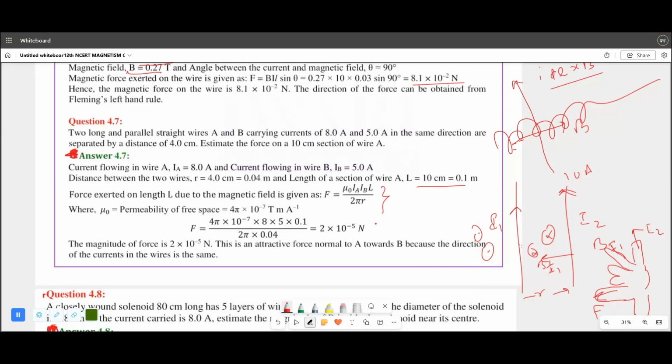और यहाँ पर हम वैल्यू उसकी लगा देंगे. 4π×10⁻⁷ / 2π × 0.04, r है, और फर्स्ट में करंट है 8 एम्पियर, सेकंड में 5 है, और लेंथ जो है हमारी wire length है 0.1 meters, 10 centimeters 0.1 meter. Take everything in SI unit.